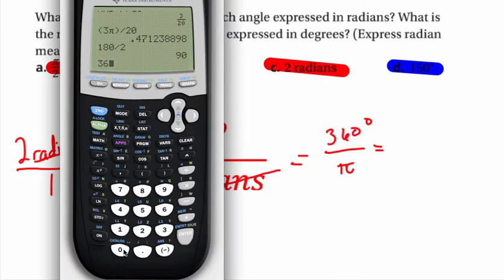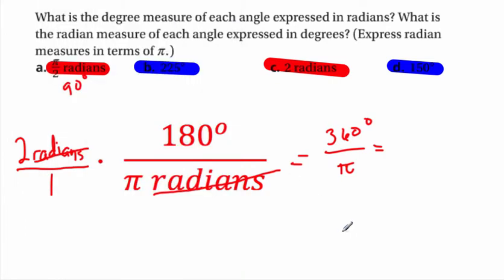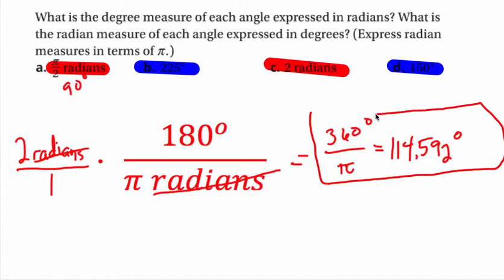So 360 divided by pi, and 114.592. I'm going to go 3 decimal places on that, so 114.592 degrees. So I would take either one of these as an answer. So up here I'm going to make note of that. I said 114.592 degrees. All right, so I've done the 2 red ones.